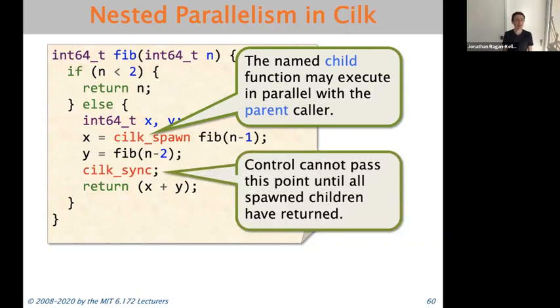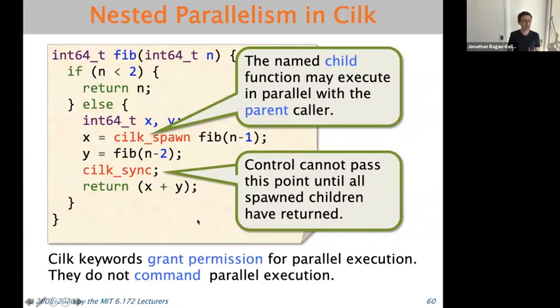And then silk sync means that the control can't pass that point until all the children that we spawned have returned. So it's a barrier at which we have to wait for the child to have completed before we can proceed. And by that point, we've received the X value, so we can compute the final result.